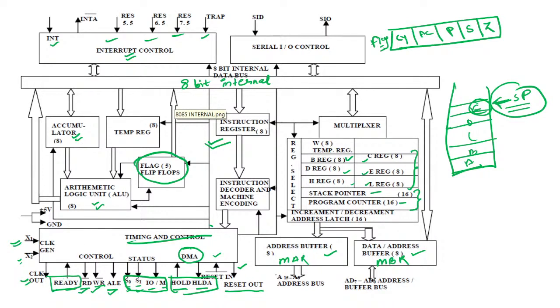So then we have a 16-bit address bus and we have an 8-bit data bus. Okay, they are connected directly to the register file, because the data will be transferred to the register file from the MAR and MBR. So this is the internal architecture of the 8085 microprocessor. Everything is clear in this.